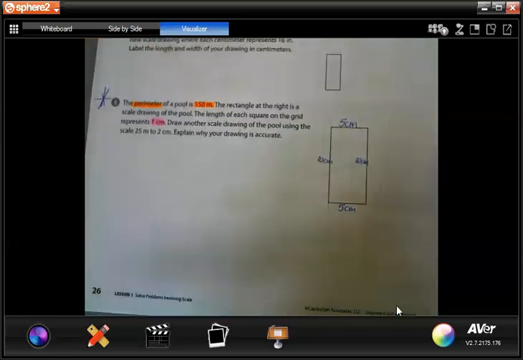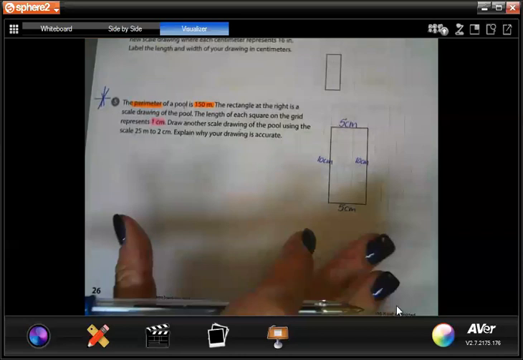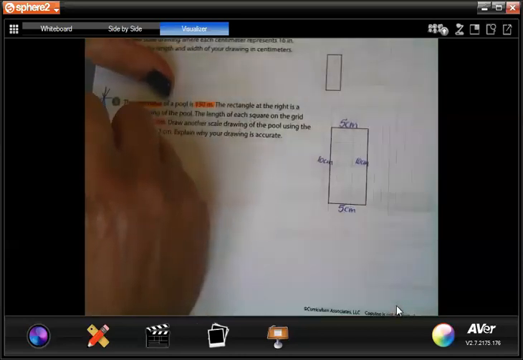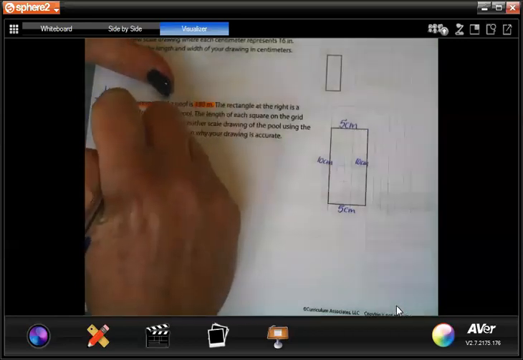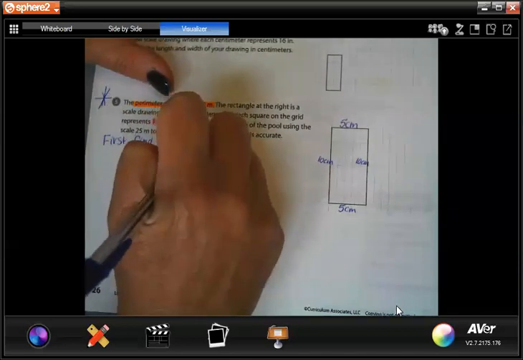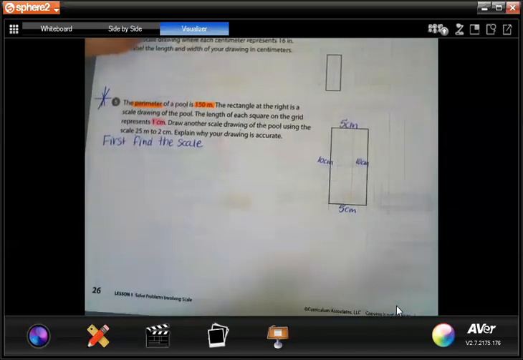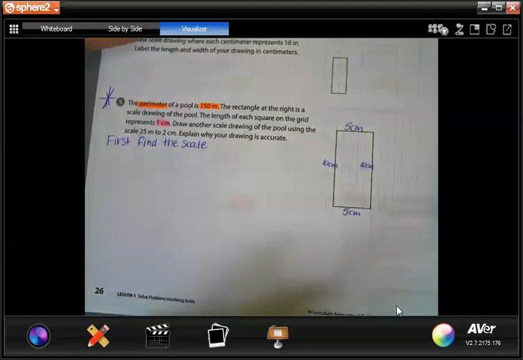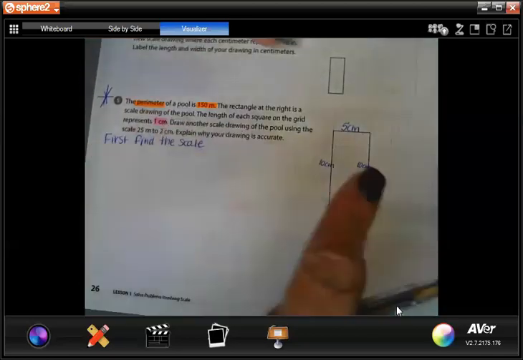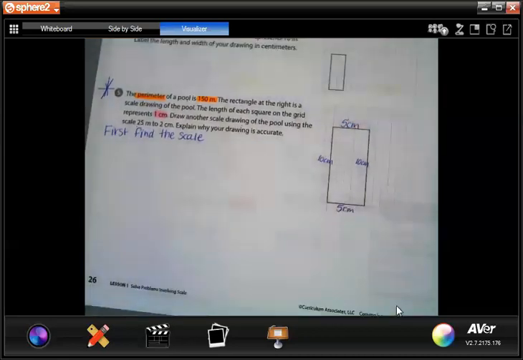Now, here's the problem. In all of the other problems that we had, they gave us the scale. They do not give us the scale for this. So the first step is to find the scale. To find the scale, we need two things from each of these, from the actual pool and from the scale model, that we can compare.